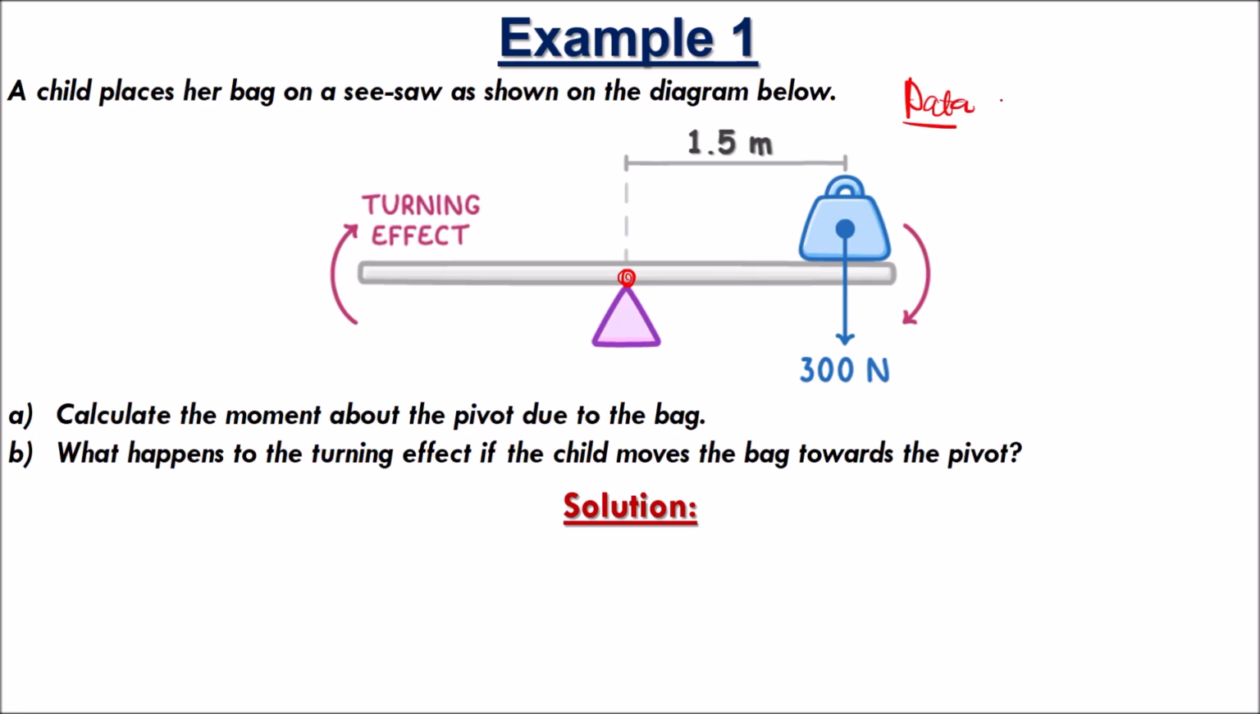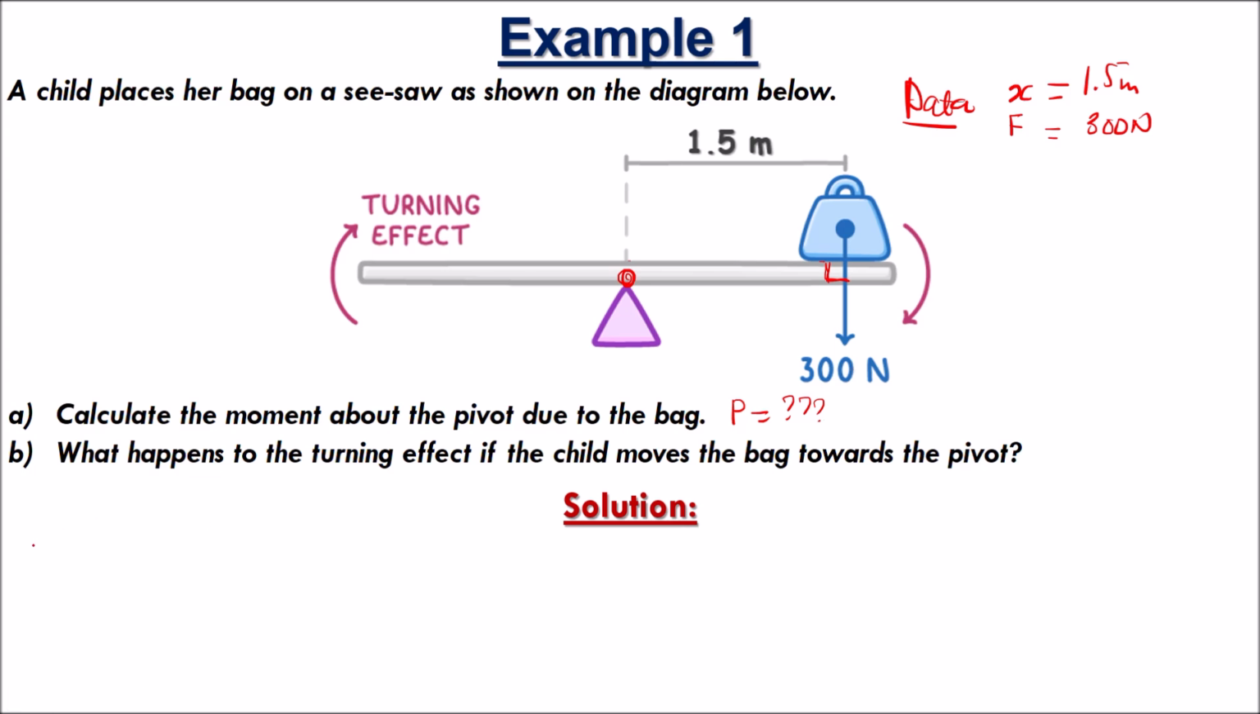So we are given the distance that is perpendicular to the force. The distance to the pivot is perpendicular to the force, and that distance is 1.5 meters. We are also given the force applied. The weight of the bag is the force, which is given as 300 newtons. And we are required to find the moment. So P, the moment, is equal to question mark. This is the requirement of the question.